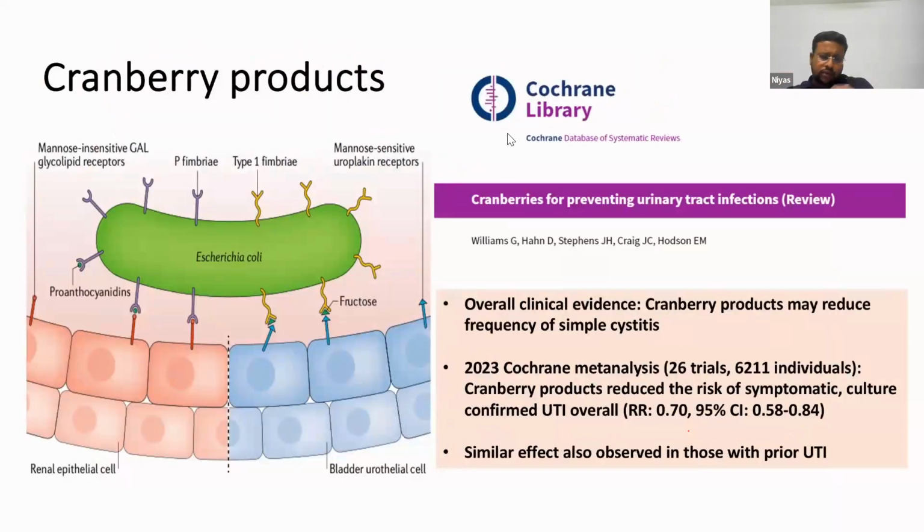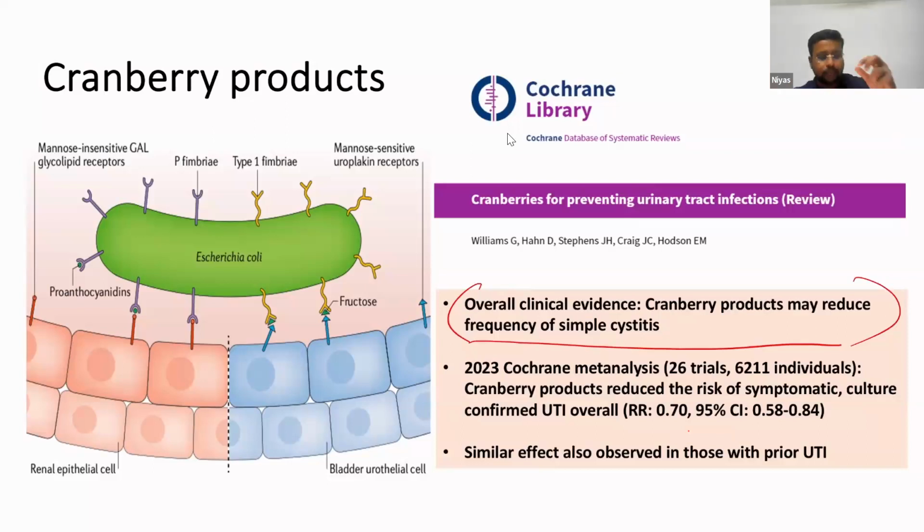Again, another often prescribed thing is cranberry products, cranberry juice. Not commonly available in India, but the tablet form is available, marketed along with D-mannose. This has actually been studied, cranberry. Overall, clinical evidence suggests that cranberry products can reduce the frequency of simple cystitis in patients with recurrent urinary tract infection. So you can give cranberry also.